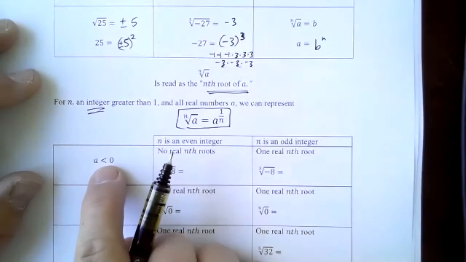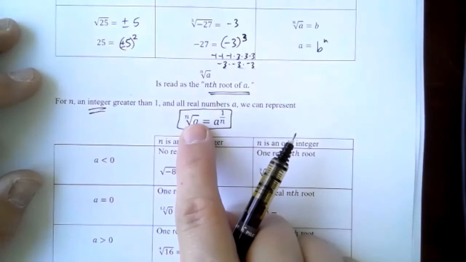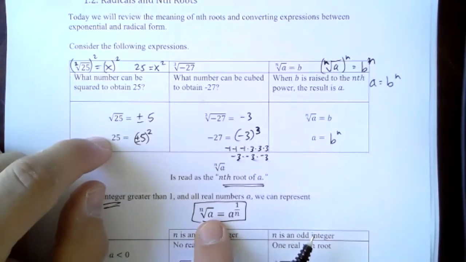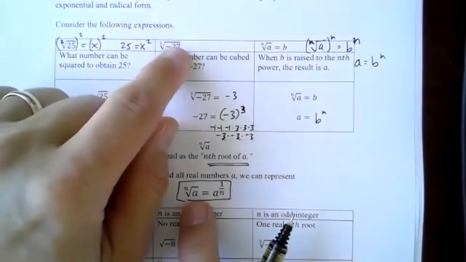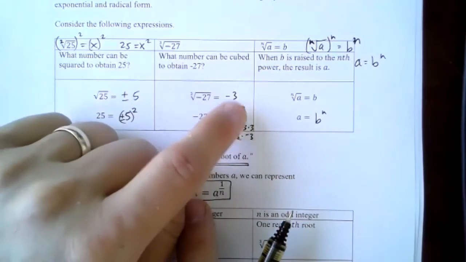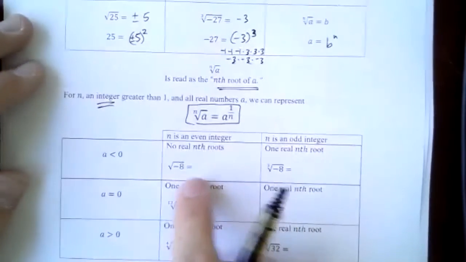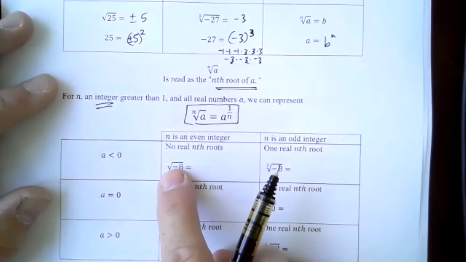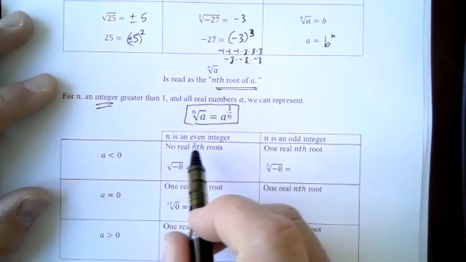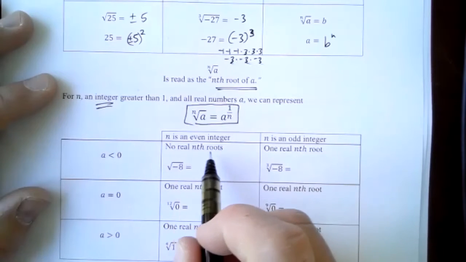All right, so we've got a is less than 0. So what if a is less than 0? What if it's negative, in other words? If a is less than 0 in this situation, if it was -25, then you would wind up with an imaginary answer, okay? So let's go over here and look at this. Here's a square root of -8. So n is an even integer, no real nth roots.